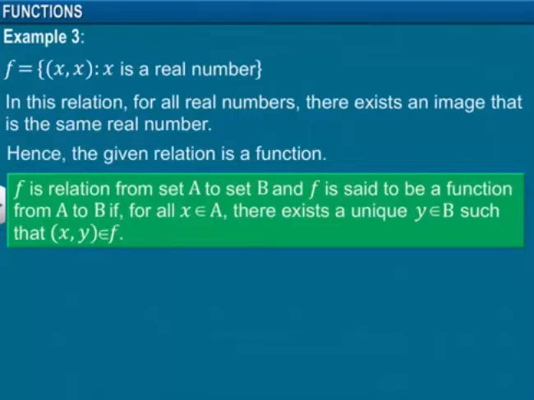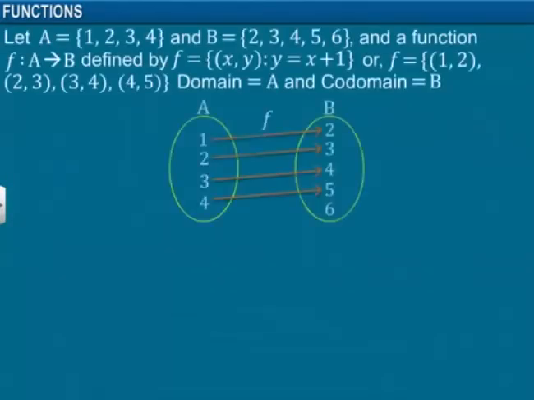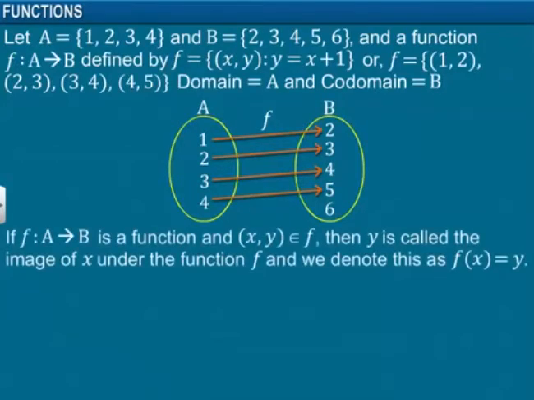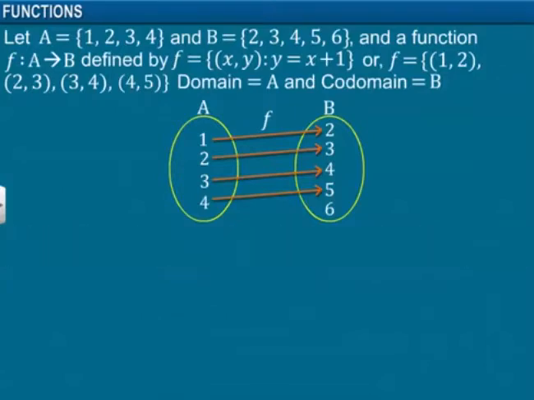Let f be a function from set A to set B. Then, set A is known as the domain of the function, and set B is known as the codomain of the function. If f is a function from A to B, and the ordered pair (x, y) belongs to f, then y is called the image of x under function f, and we denote this as f(x) = y. Also, x is known as the pre-image or inverse image of y.